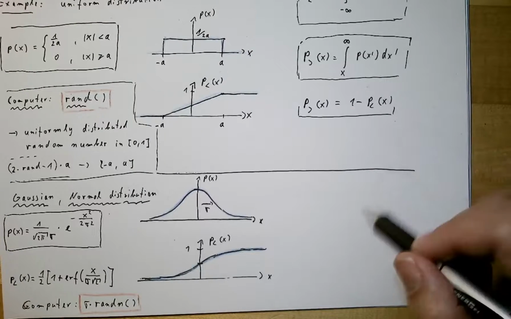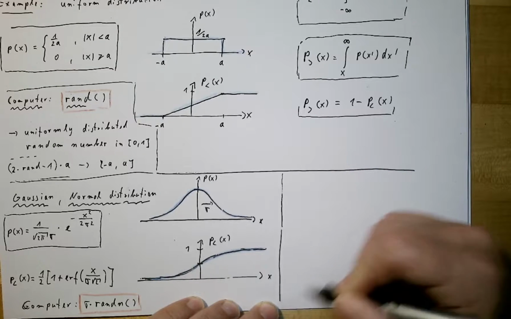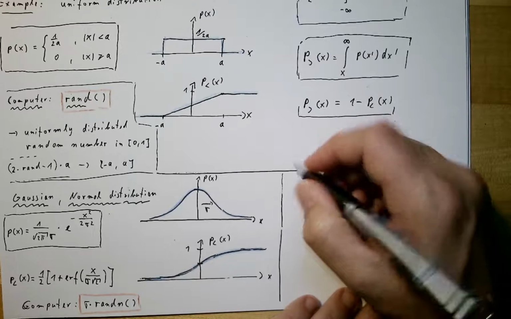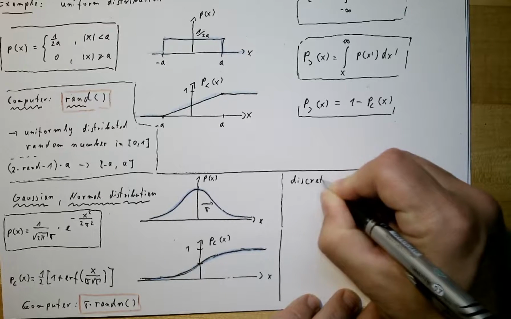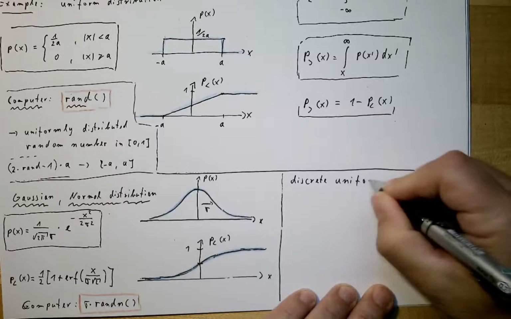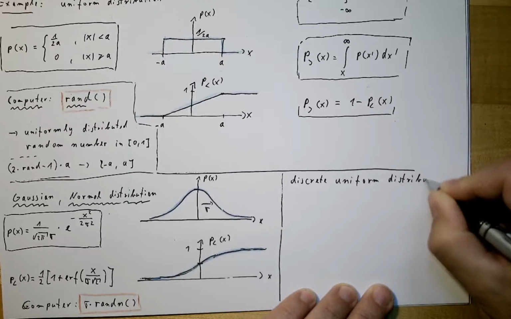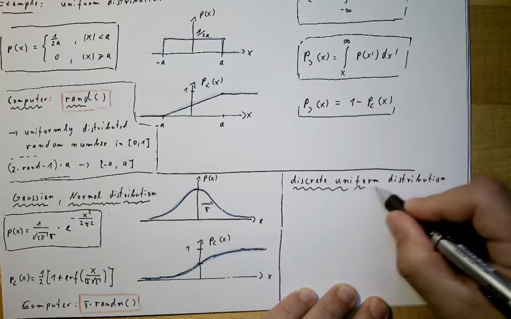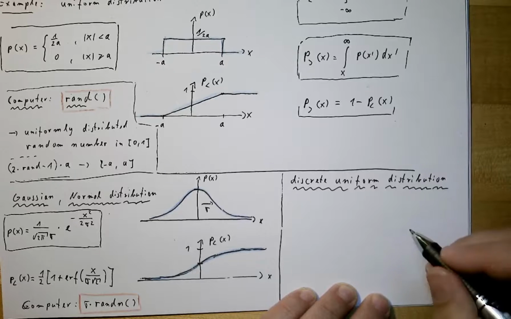Let's have another example now, which we also need and is important. Let's take a discrete uniform distribution. This we have seen quite often.